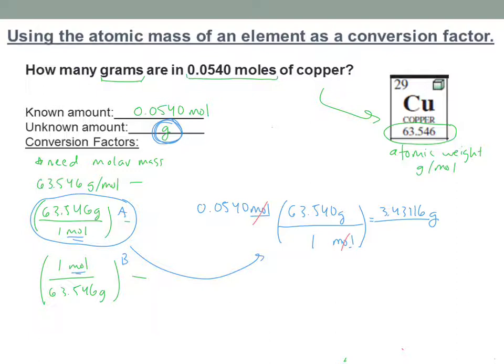Then we just want to remember to express our answer with the correct number of significant figures. Again, if you don't remember what significant figures are, I recommend you go watch one of my older videos. This has 1, 2, 3 sig figs. This has 1, 2, 3, 4, 5 sig figs. So my answer can only have 3. So my final reported answer should be 3.43 grams. That's with the correct number of significant figures.